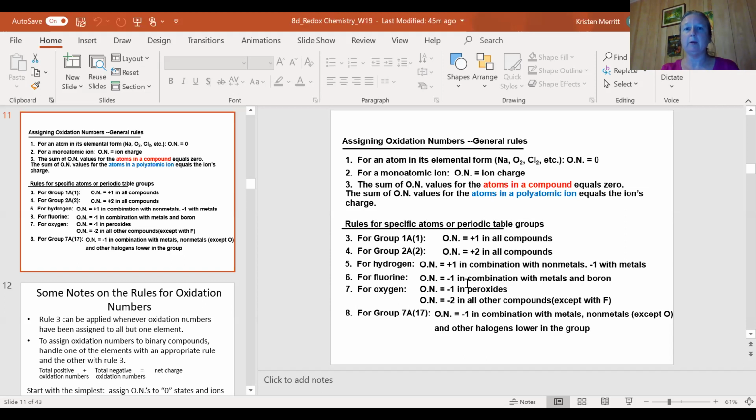Fluorine is always -1. Hydrogen is either +1 or -1, depending on if it's with a metal or a non-metal. 1A is +1, 2A is +2, and those are some of the most common ions you're going to see, so that makes it helpful. 7A, your halogens, usually -1, but not always. This is where we go back to rule 3 and we calculate them based on what we do know, which is usually going to be 1A, 2A, or an oxygen, which is most of the time -2 unless it's in peroxide, which you are very rarely going to get. But if you do, it's a -1.